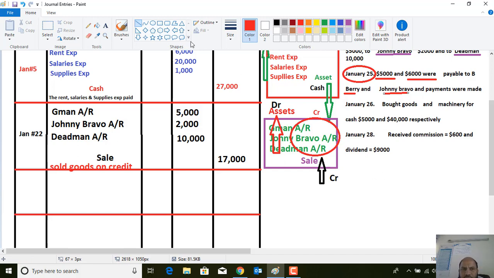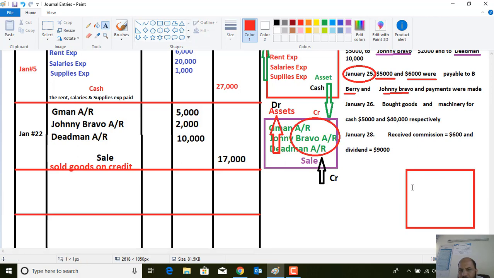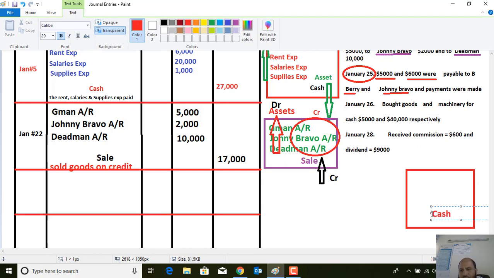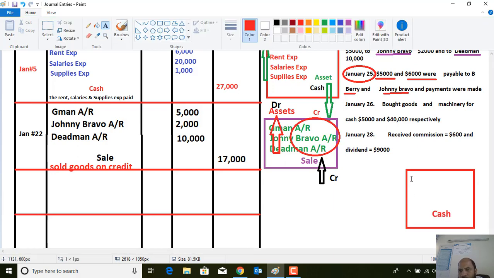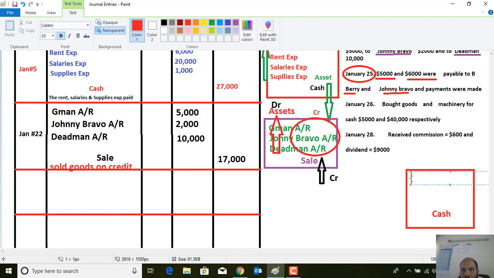So again, let's take a business. Consider that this is a business, for example the ABC Enterprise. What happened in this business? The company paid cash to whom? To two persons. One to Beery, and second to Unibrav.